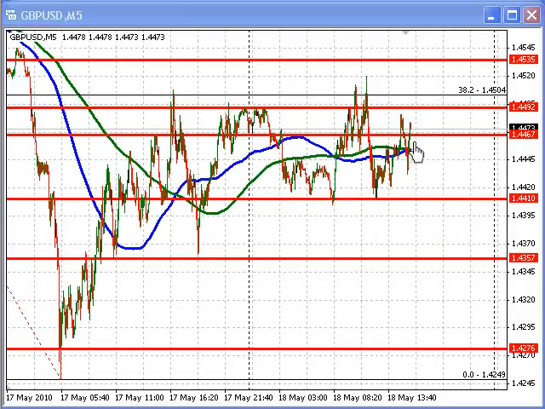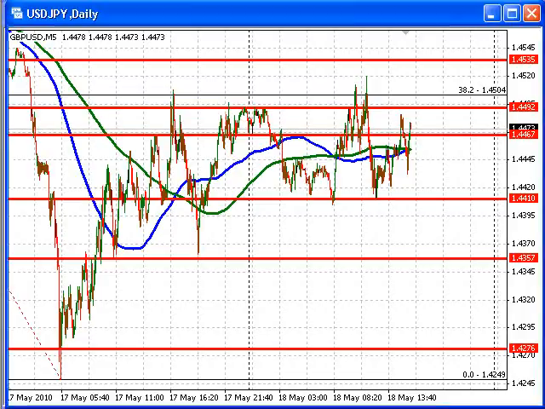So look for buyers against this level, especially on a correction, maybe into the low 60s, and see if this market can finally develop the upside move that we're looking for, the momentum type move that we're looking for in this currency pair.